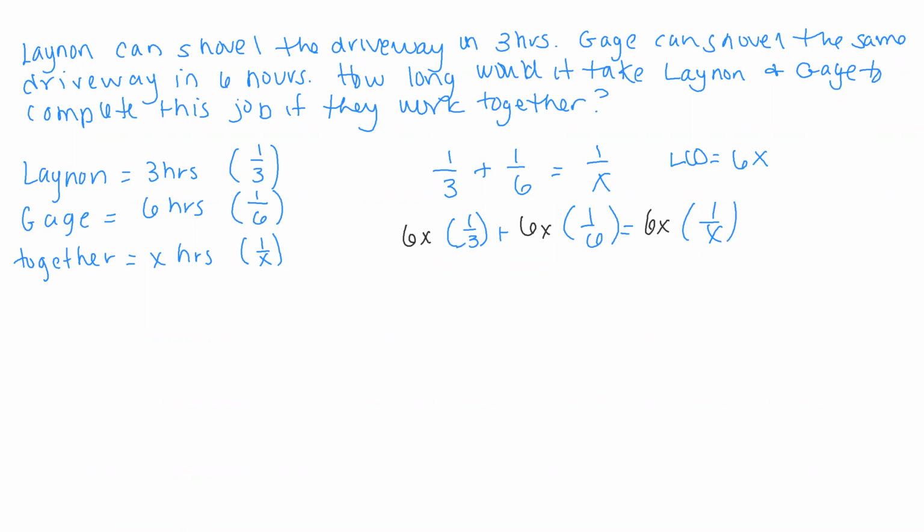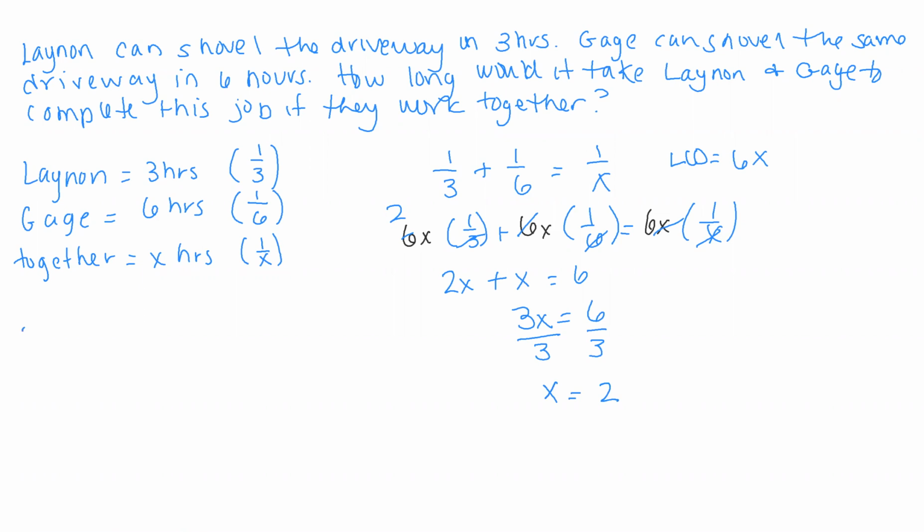So in the first term, 3 goes into 6 twice, leaving 2 times x times 1, or just 2x. In the second term, the 6's cancel, so I'm just left with 1 times x, or x. In the third and last term, the x's actually cancel, and I'm left with just 6 times 1. So again, I did a little work. I've got a linear equation to solve, so I get 3x equals 6. I want to solve for x, and I get x equals 2.